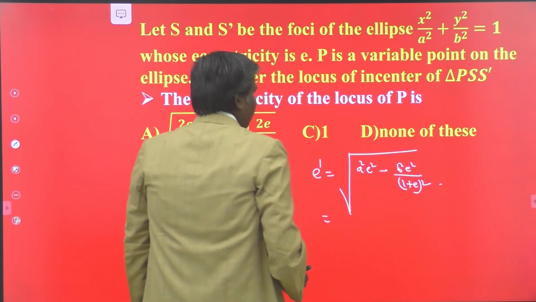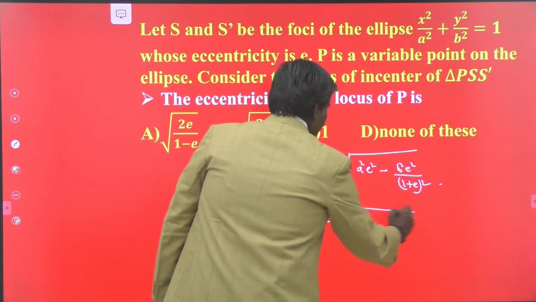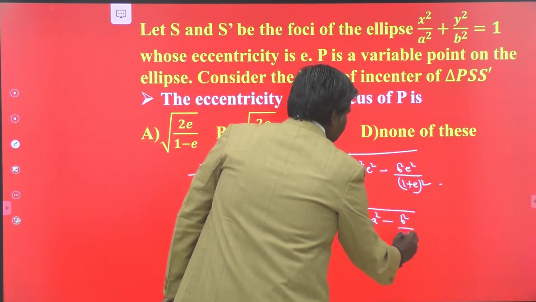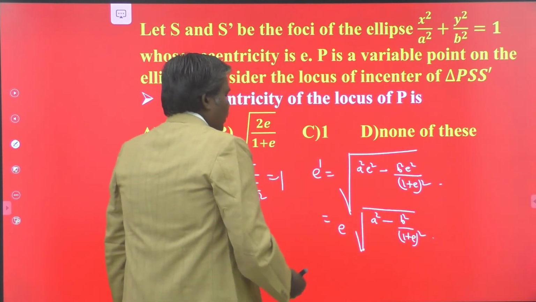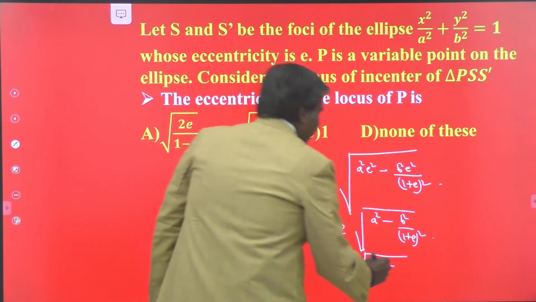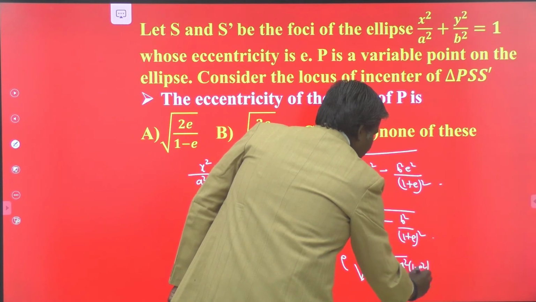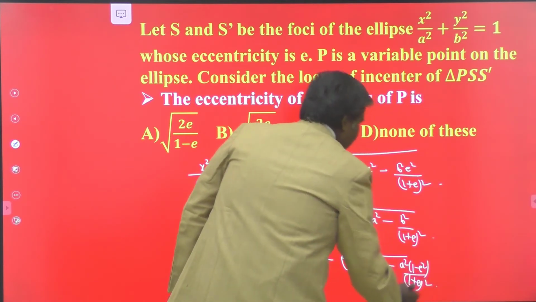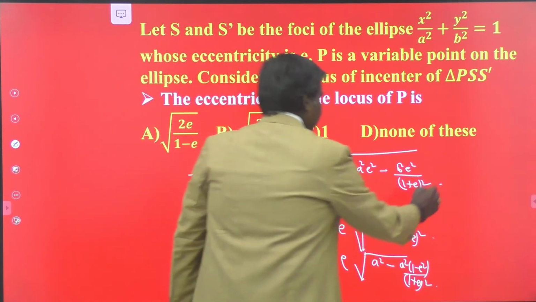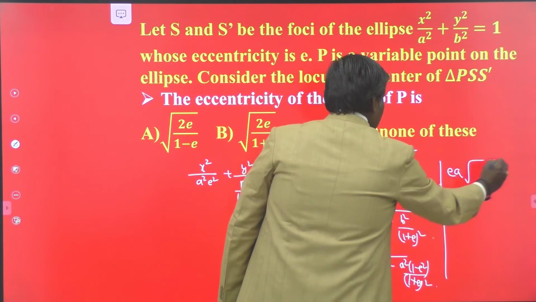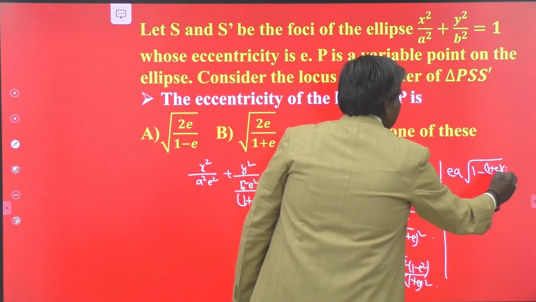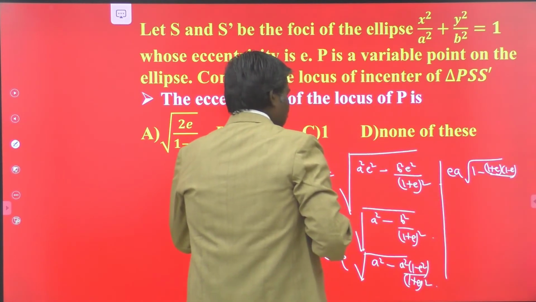You can take E square common, that becomes E when it comes outside. A square minus B square by 1 plus E whole square. All of you know that the value of B square is A square into 1 minus E square. A square into 1 minus E square by 1 plus E whole square. You can take A square again common. E into A into root of 1 plus E into 1 minus E by 1 plus E whole square.